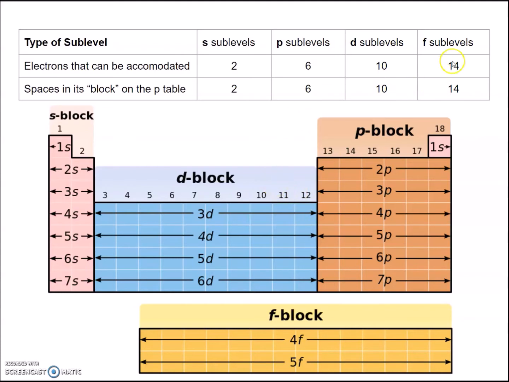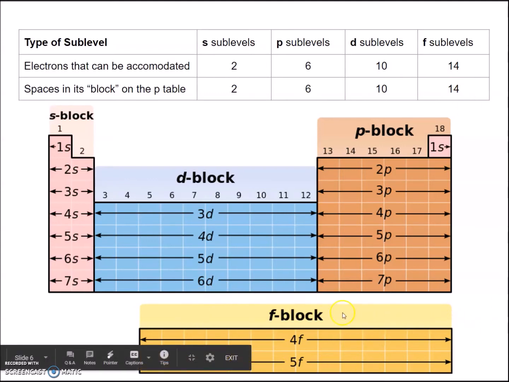How about the F? The F sublevels have 7 orbitals. Remember the pattern of orbitals? S can accommodate 1, P's can accommodate 3, D's can accommodate 5, F's can accommodate 7. It's the odd numbers. Okay, 7 orbitals. Each orbital can hold 2 electrons, so 14 electrons. Thus, the F block on the periodic table should be 14 spaces wide.